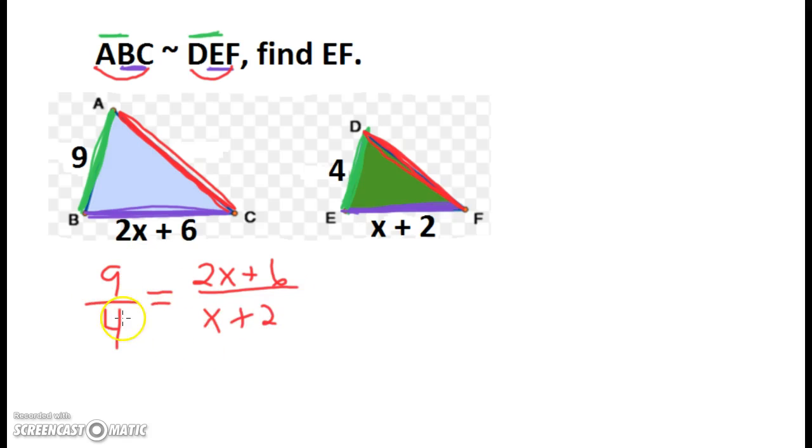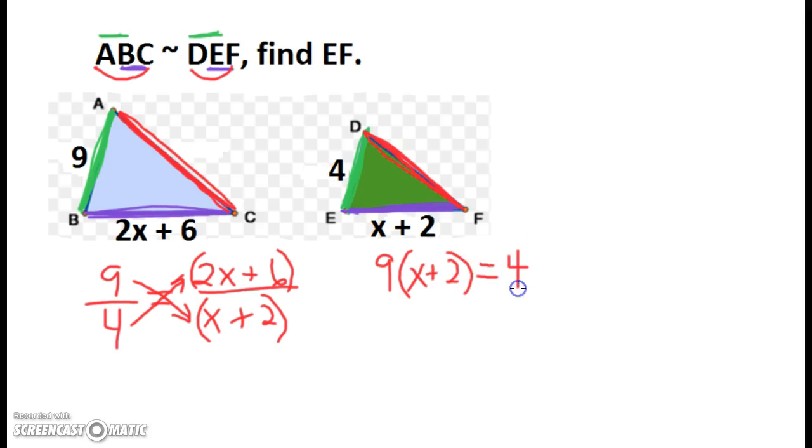Now, to solve a proportion, you have to cross multiply. So I'm going to take 9 times this whole thing, and I'm going to take 4 times this whole thing. So that's going to look like this: 9 times x plus 2 is equal to 4 times 2x plus 6. All right, and so once you're there, you're ready to start solving this equation.